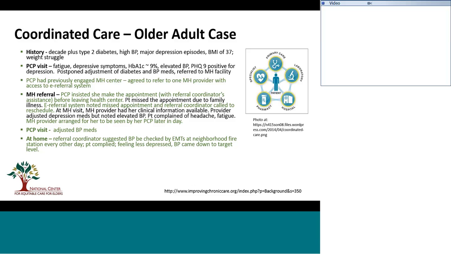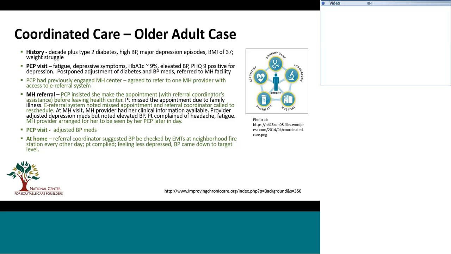The difference in the coordinated care case, however, is that the mental health provider arranged for her to be seen by her PCP later that day. And so when she arrived later in the afternoon for her PCP visit, her PCP adjusted her blood pressure meds. And when she was sent home, the referral coordinator contacted her and suggested that the blood pressure be checked by EMTs at the neighborhood fire station every other day. And this is something that the patient had complied with. And over time, she began feeling less depressed, and her blood pressure came down to the target level.